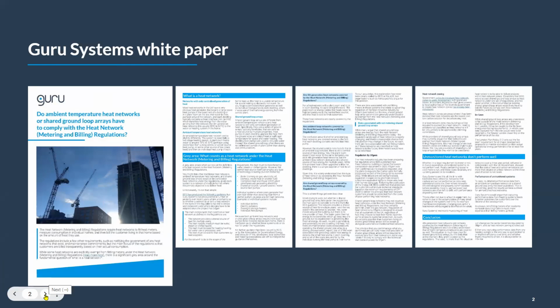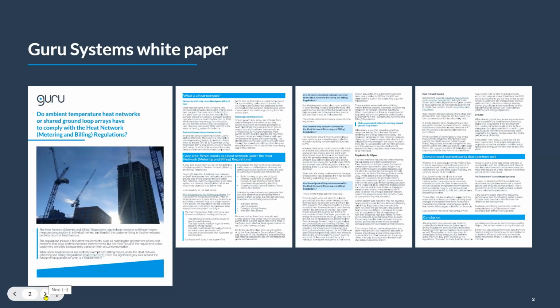If the metering and billing regulations are new to you, we've got some great resources on the Guru Systems website. But for now, I'm going to assume a base understanding. So we've got those rules, the requirement to fit meters, measure consumption, and bill the customers living in that home based on the amount of heat that they use. The regulations also include a few other requirements, such as notifying the government of any heat networks that exist. But the main focus of the regulations is that those customers are billed transparently and based on their actual consumption.